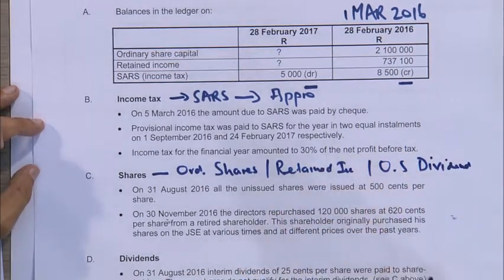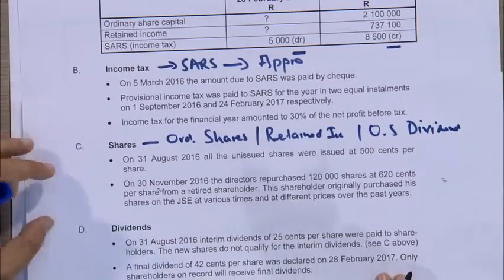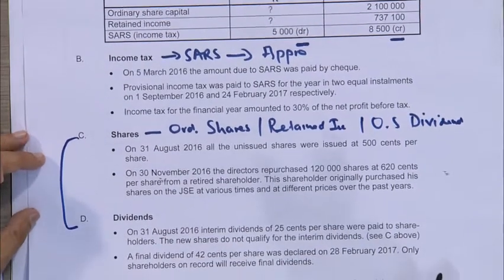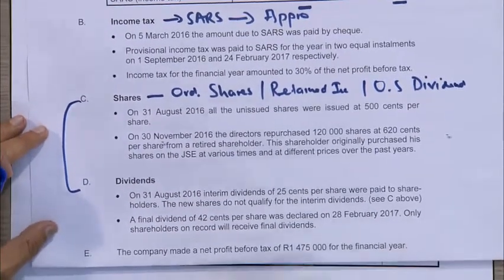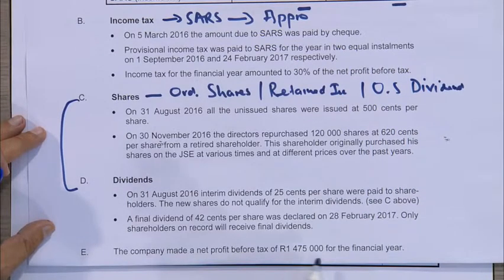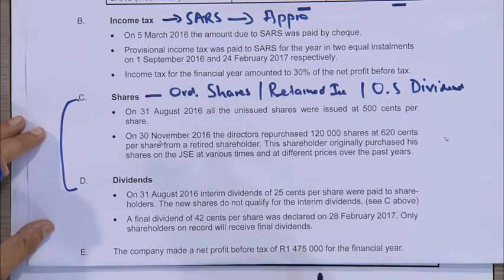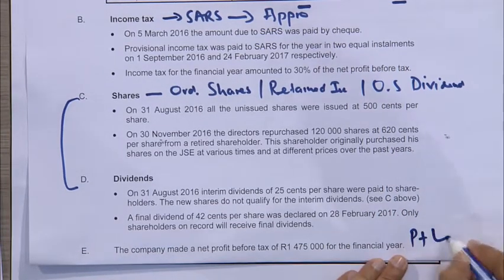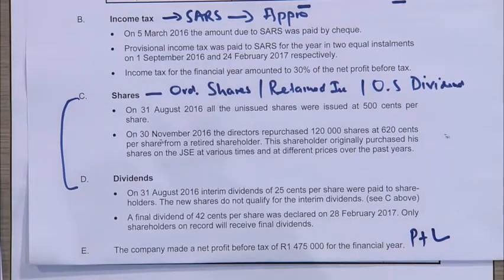Okay, so this part is very important for us to do, right? So C and D eventually will be part of it. Okay, then right at the bottom, it says the company made a net profit before tax of 1,475,000 for the financial year. In other words, that is the figure that we went to and calculate in the profit and loss account. Okay. So let's see what happens.